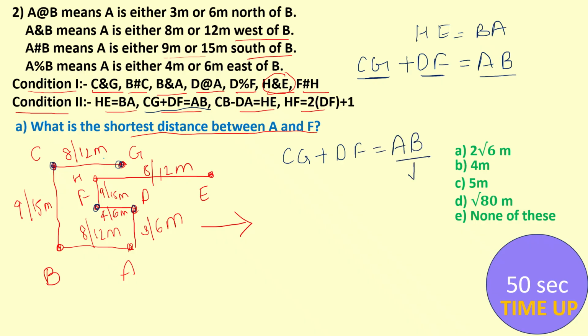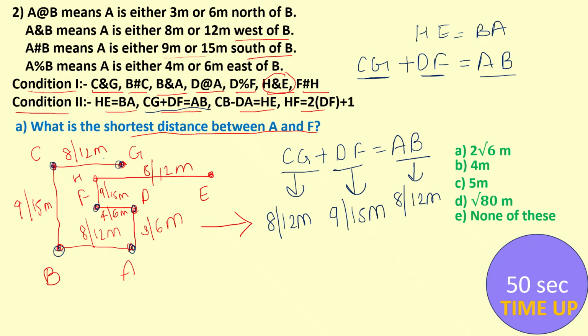Now, the AB distance they have given, if you see A and B, can be 8 or 12 meter. Now, CG, what they have given? CG distance can be 8 or 12 meter. And DF, what they have given? DF is 9 or 15 meter. Correct?